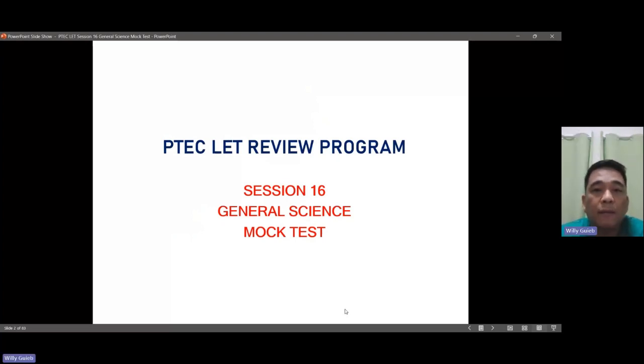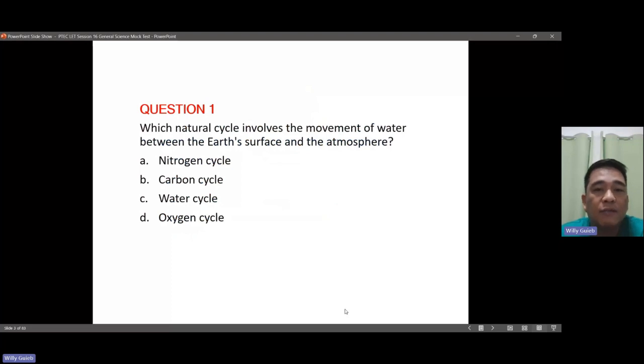Question number 1. Which natural cycle involves the movement of water between the Earth's surface and the atmosphere? A. Nitrogen cycle, B. Carbon cycle, C. Water cycle, or D. Oxygen cycle. Keyword natin ay movement of water, between the Earth's surface and the atmosphere. Obviously, the answer for question 1 is water cycle.